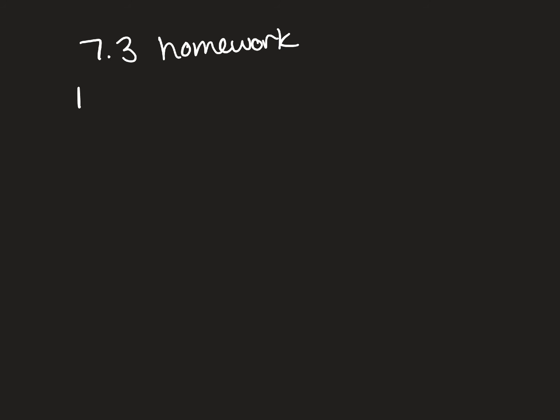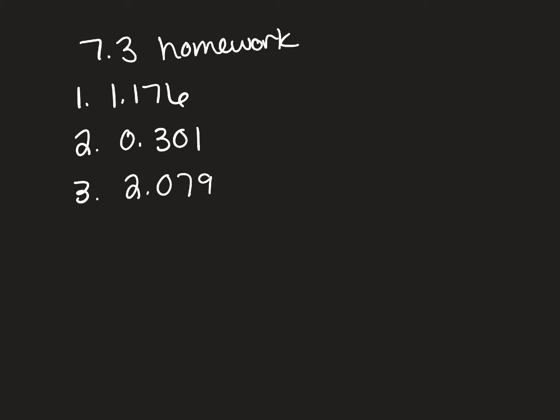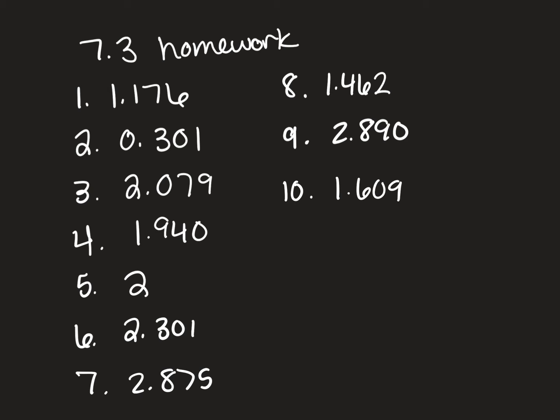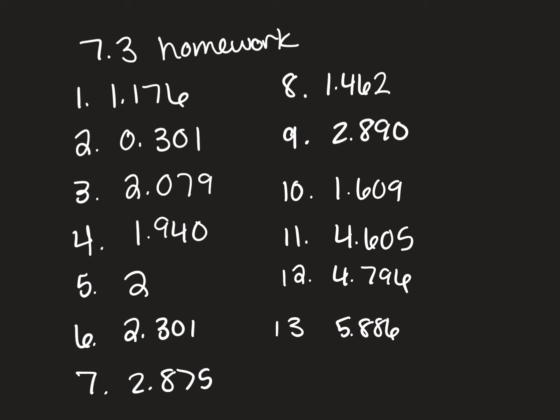So number 1 was 1.176. 2 was 0.301. 3 was 2.079. 4 is 1.940. 5 is 2. 6 is 2.301. 7 is 2.875. 8 is 1.462. 9 is 2.890. 10 is 1.609. 11 is 4.605. 12 is 4.796. 13 is 5.886.